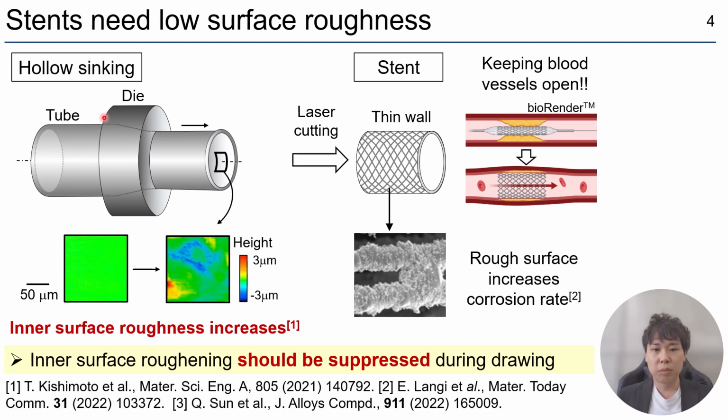Thin-walled fine tubes produced by hollow sinking are widely used in medical devices such as stents that keep blood vessels open. In these applications, high surface roughness increases corrosion rate and can shorten the lifetime of the stent. So the inner surface roughness should be suppressed during hollow sinking, but the inner surface roughness often increases like this during drawing.